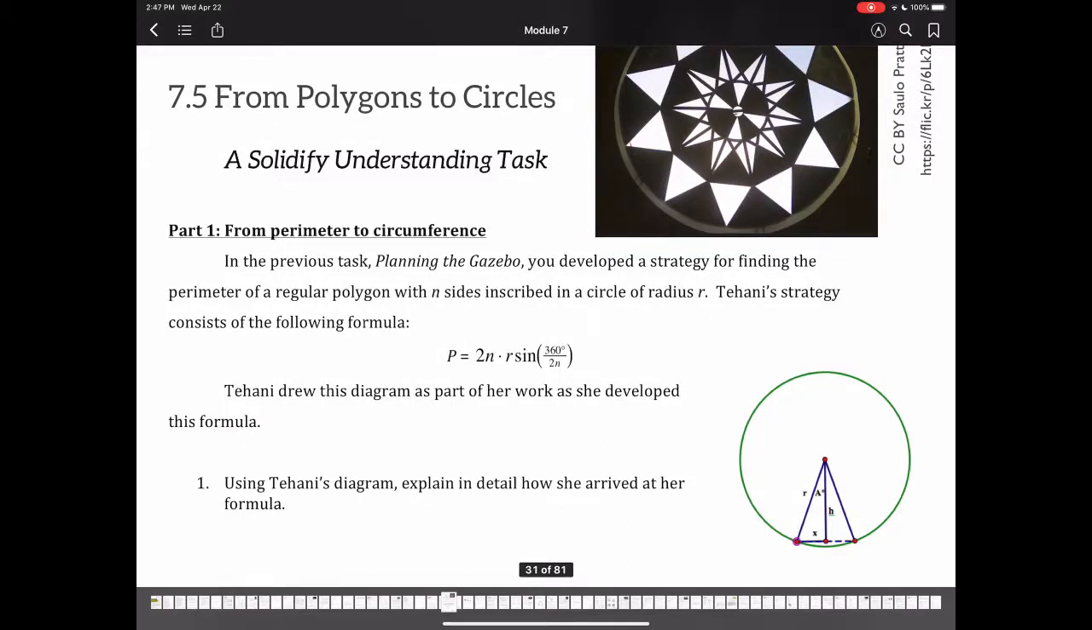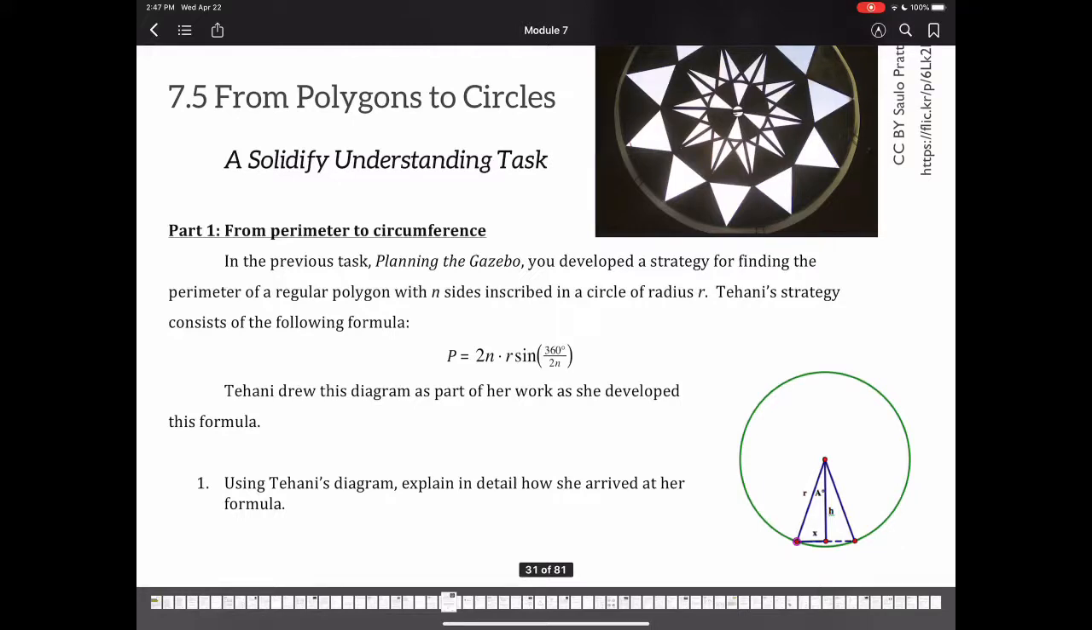Today's lesson is looking at going from polygons to circles. We just discussed in the last lesson how you can find different pieces of polygons from knowing things about the circle. But now we're going to go in the other direction.